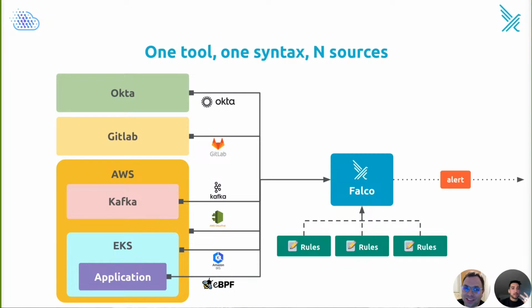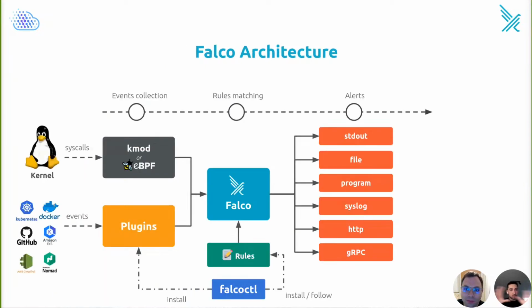So this is the global overview of Falco. So this is the image of the architecture. At the bottom of the file, yeah, you can see, I think you can see it. We have Falco CTL. Falco CTL is a tool.